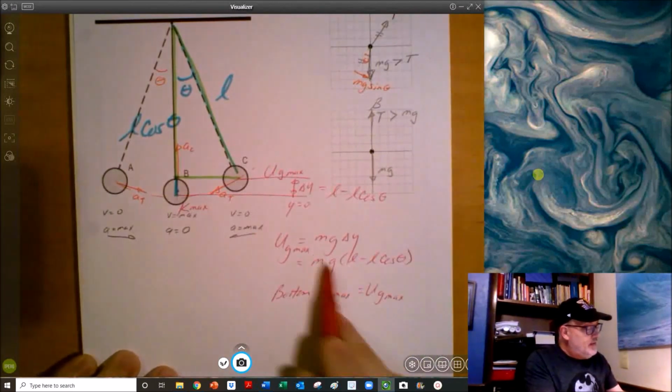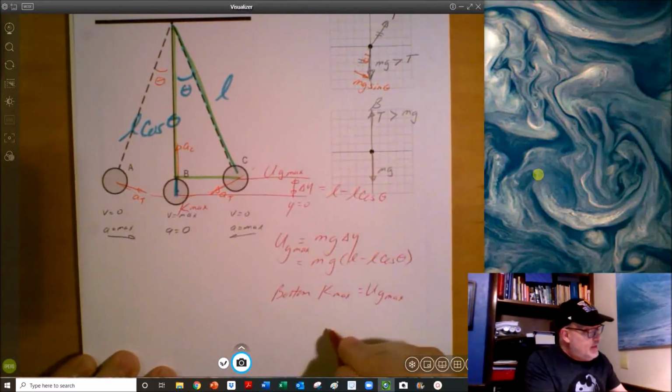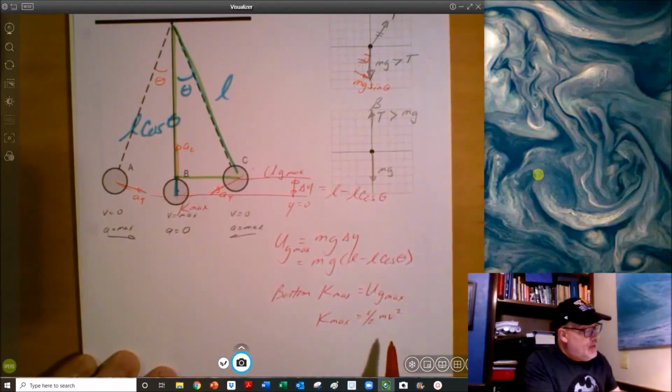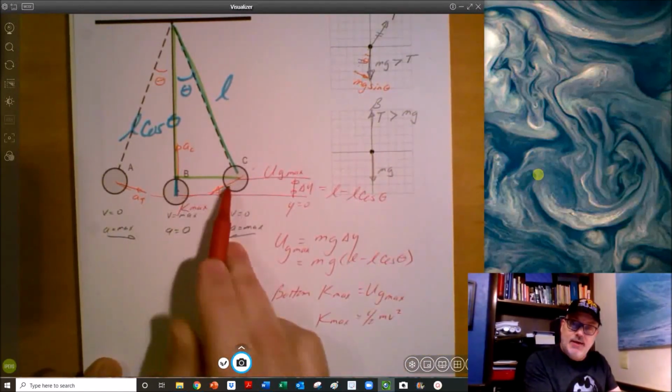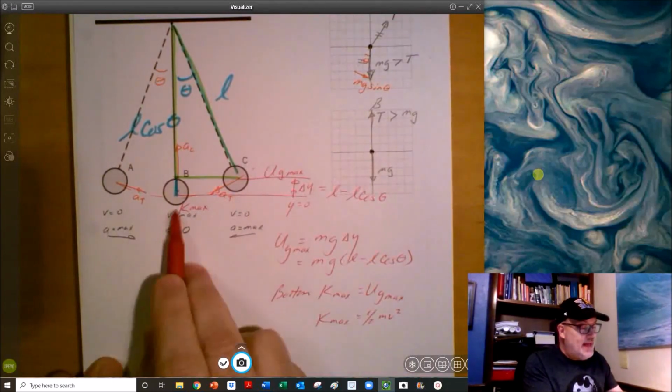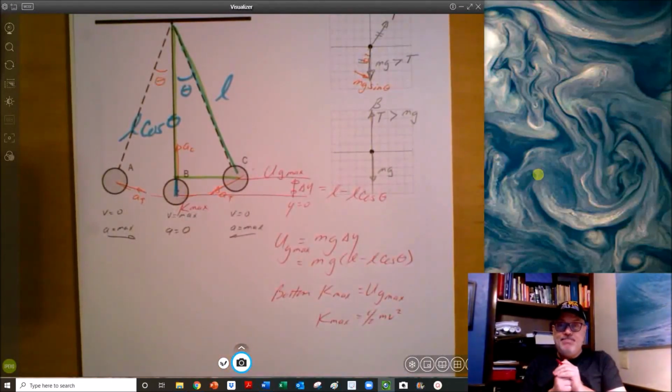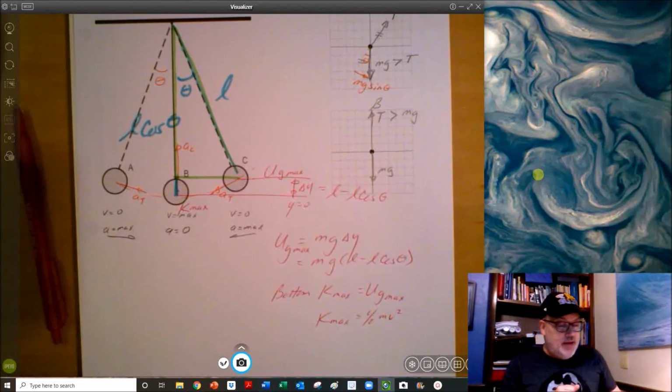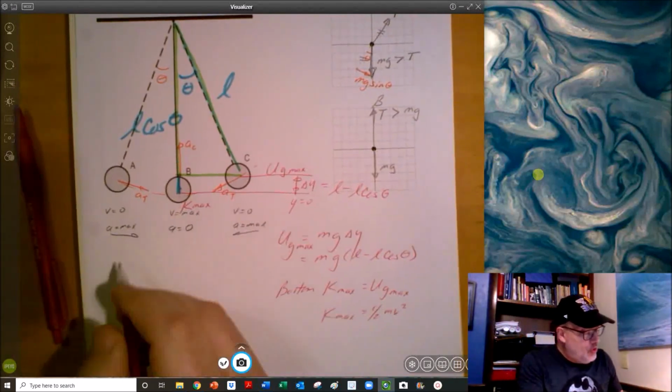So once we find this, we can plug that in here, and since that equals 1/2 mv squared, and if we know the mass of this object, we can find the velocity of the object at the bottom. All right? So what about time period? So this is a pendulum.